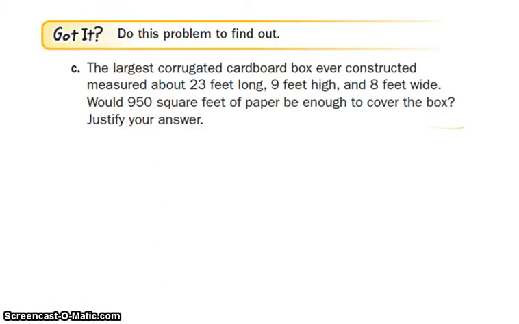The largest corrugated cardboard box ever constructed measured about 23 feet long by 9 feet high and 8 feet wide. Would 950 square feet of paper be enough to cover the box? Justify your answer. Well, they kind of did us a favor here because they kept it in the same unit, so we don't have to worry about converting anything.